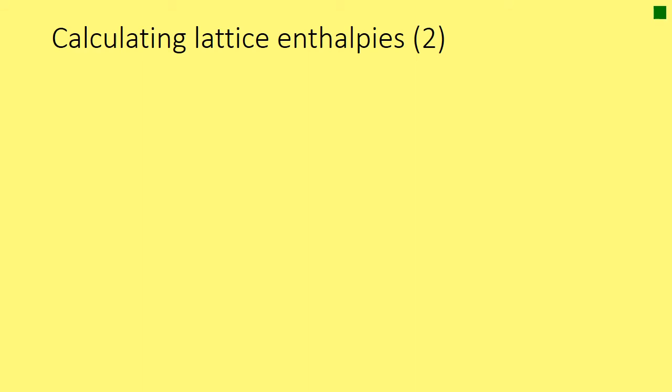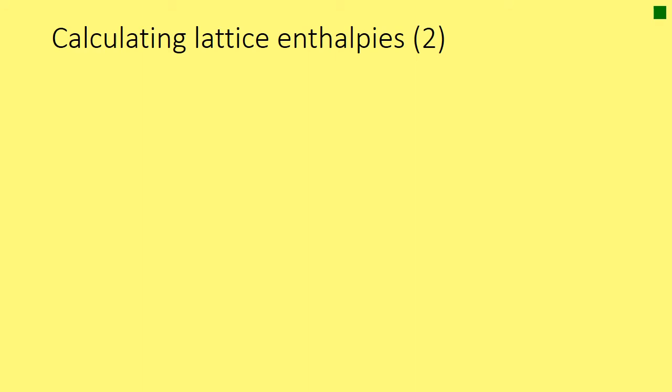So very quickly, let's do another example, but this time instead of sodium from group 1, let's use magnesium from group 2. The reason I want to show you this example is that when magnesium makes magnesium chloride, for example, we get magnesium 2+ ions. Again, we're trying to find the lattice enthalpy of formation of magnesium chloride.